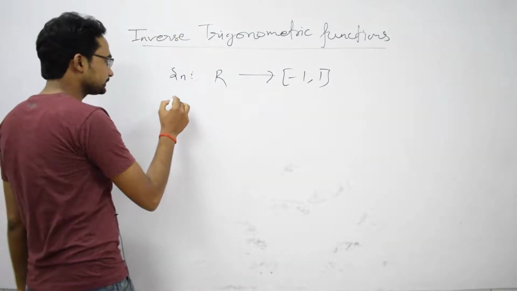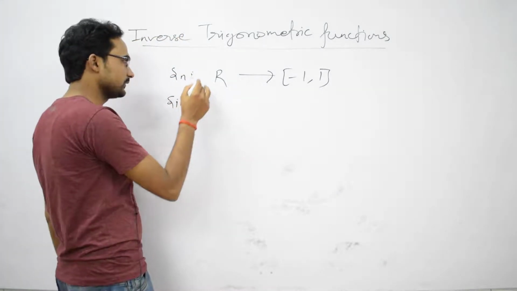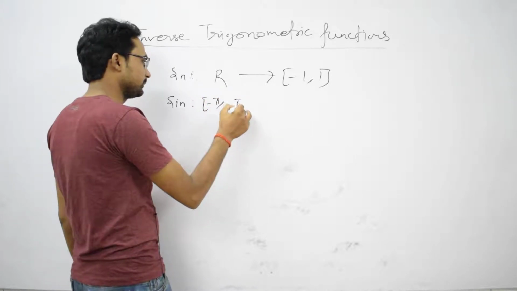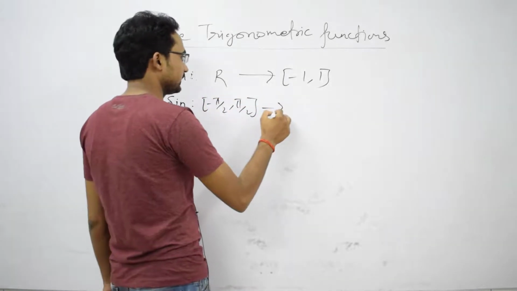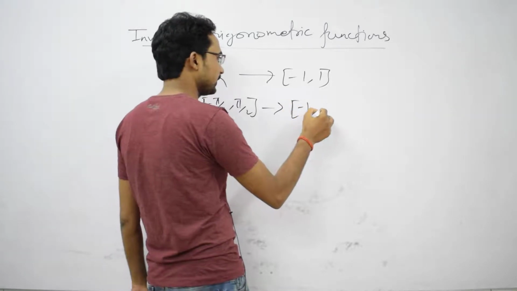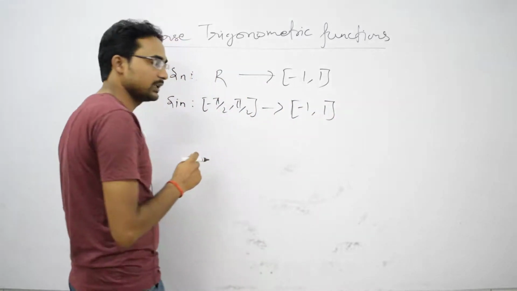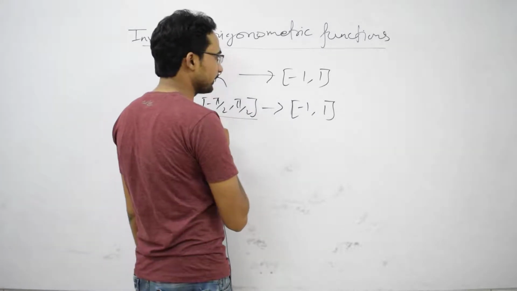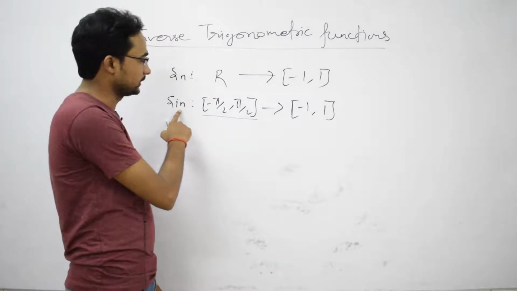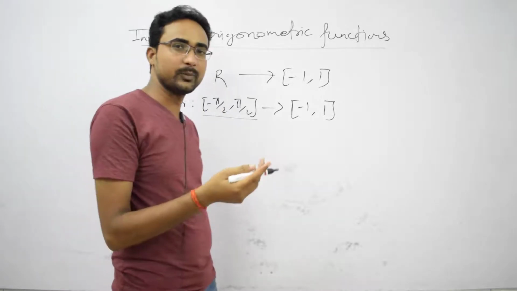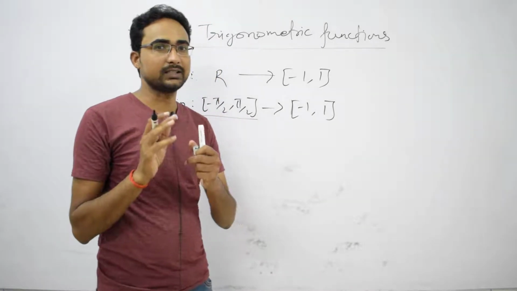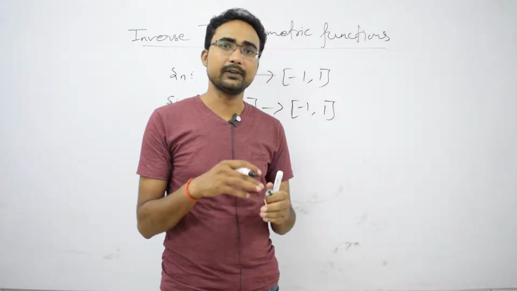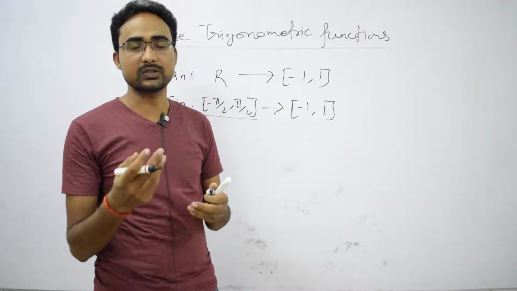So, for sine, if you take the interval from minus pi by 2 to plus pi by 2 and the range is -1 to 1, in that case, its inverse will exist. Okay. So, in minus pi by 2 to plus pi by 2, sine is invertible. Okay. In the same way for all trigonometric ratios, we have to take their restricted domain in which the function is bijective, and if the function is bijective, then its inverse will exist.